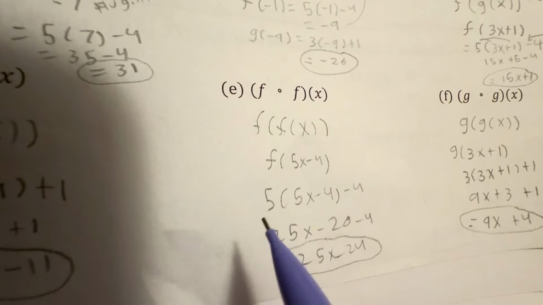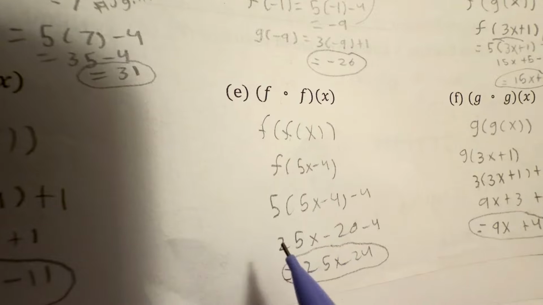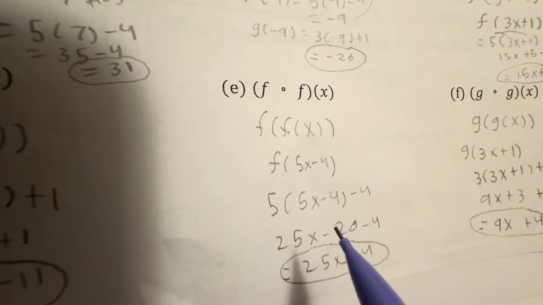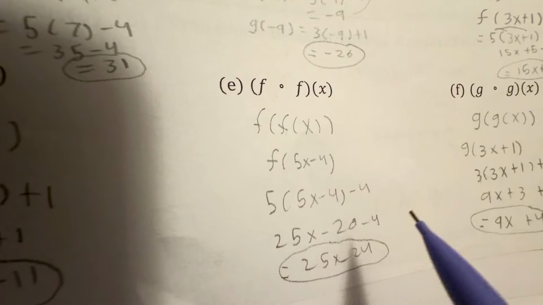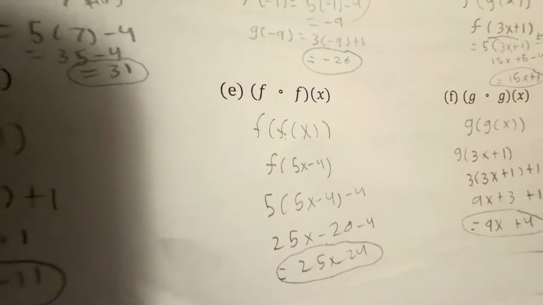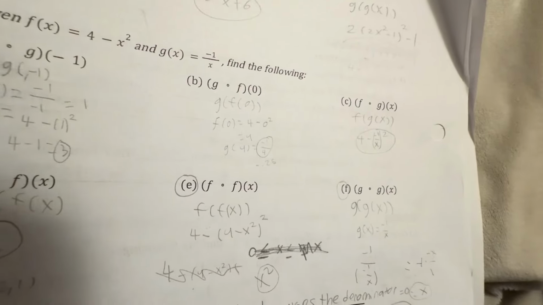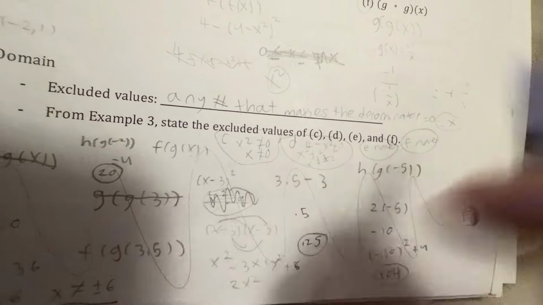So then all we have to do is distribute this. And that is 25x, and then that's negative 20. And then we just keep that minus 4. We combine these two: 25x minus 24. And then that's all the same stuff. I'm not going to do all those because it's all basically the same. Fairly easy to understand. But excluded values, we're going to learn that.